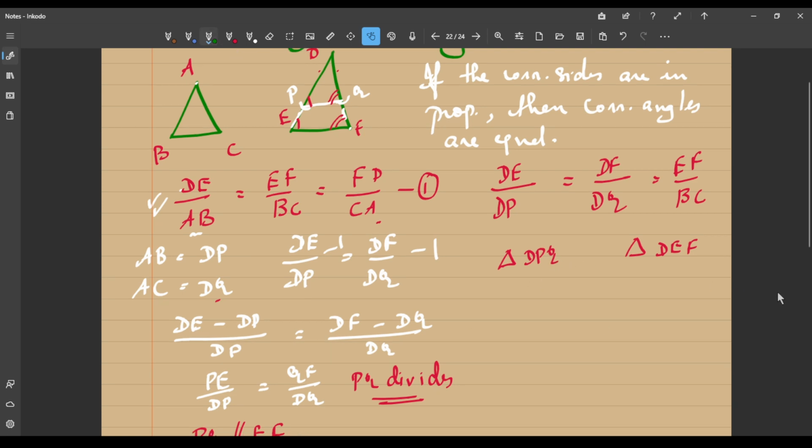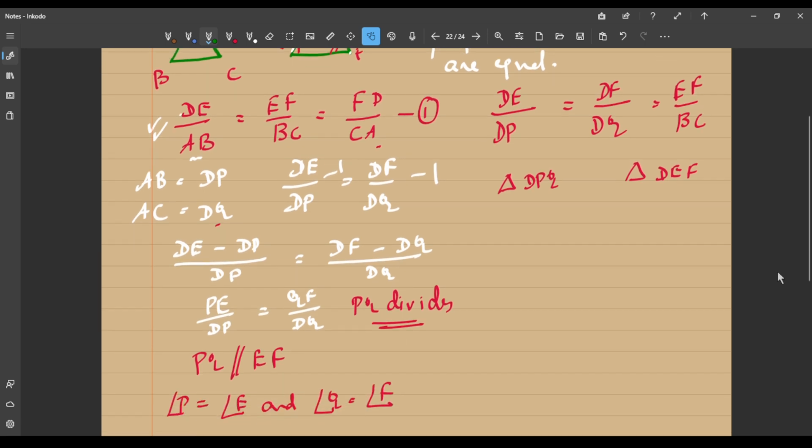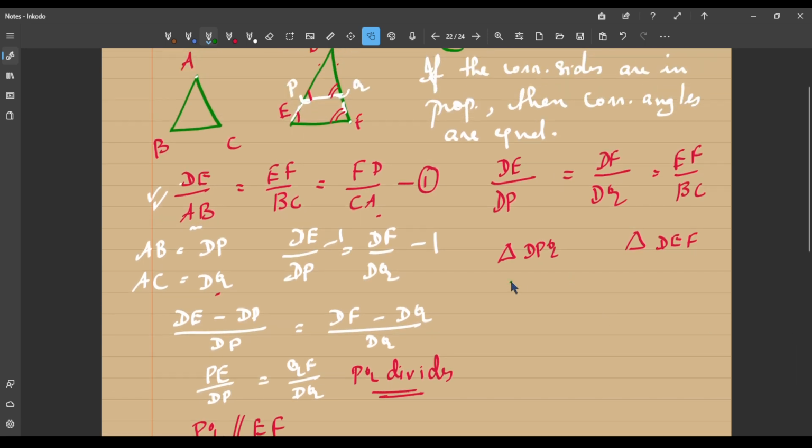We already have angle P equal to angle E, and angle Q equal to angle F. But observe the last angle D, it's common, right? And even otherwise, if two angles are equal, the third angle has to be the same. But in this figure, it is common to both. So can I conclude that these two triangles are similar to one another? Yes. So if DPQ and DEF are similar, the corresponding sides would be in the same proportion, right?